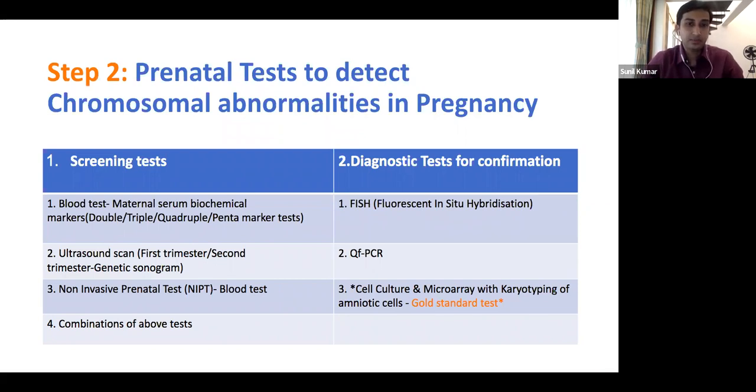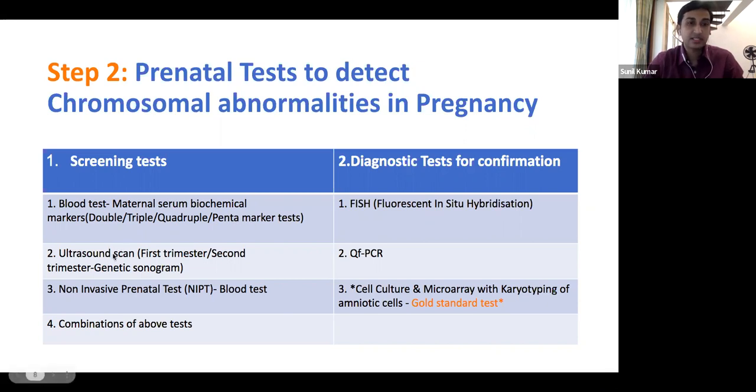In step 2, we are going to learn about prenatal tests to detect chromosomal abnormalities in pregnancy. These tests are broadly classified into screening tests and diagnostic tests for confirmation. Under screening tests, first are blood tests. These are called serum markers, maternal serum biochemical markers, which are otherwise called double marker, triple marker, quadruple, and pentamarkers.